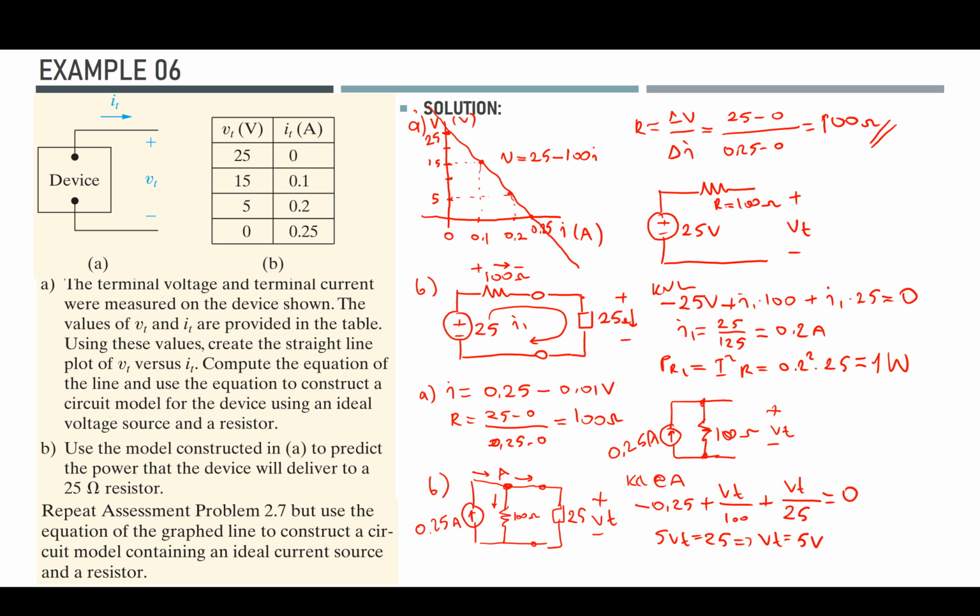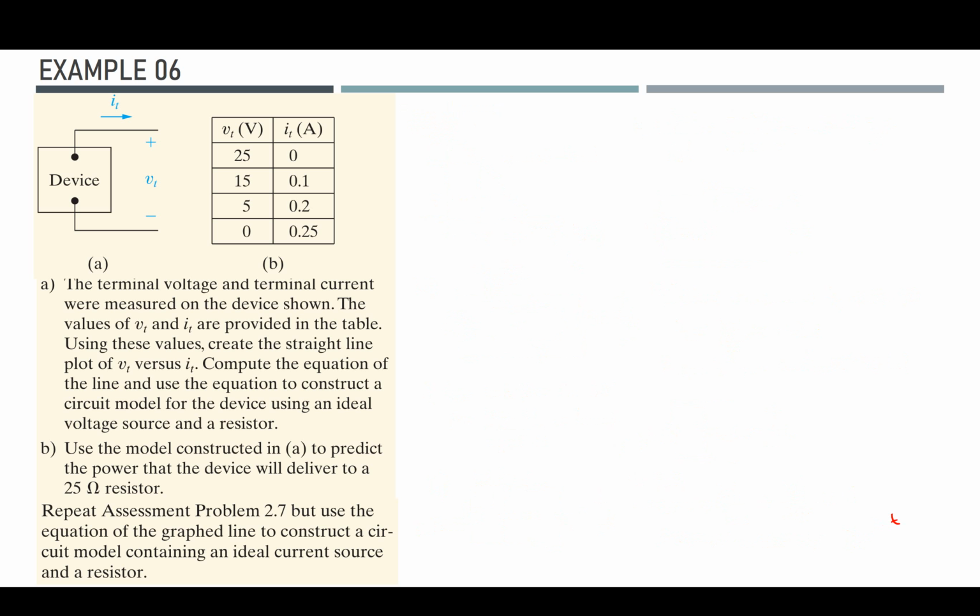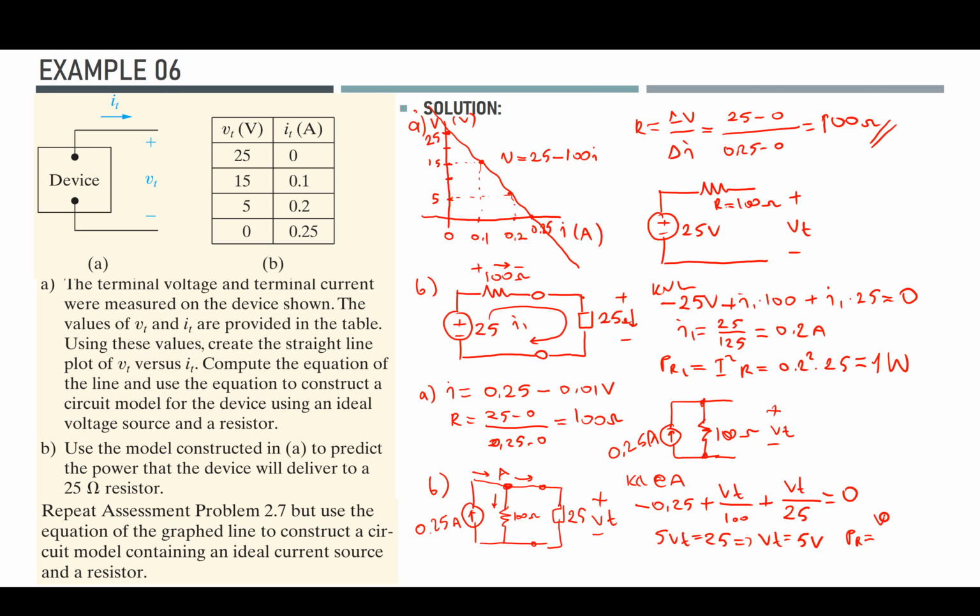Now since I know the voltage value across this load resistor, I can calculate my P as VT square over R load, which makes 25 over 25, and it gives me 1 watt again. As you can see, even though we use different approaches to model the unknown circuit, we obtained the same consistent results out of it.